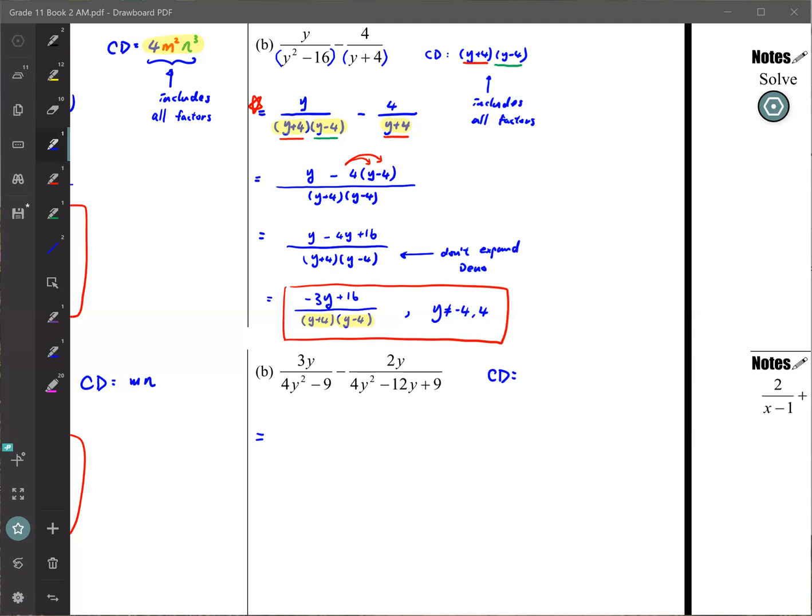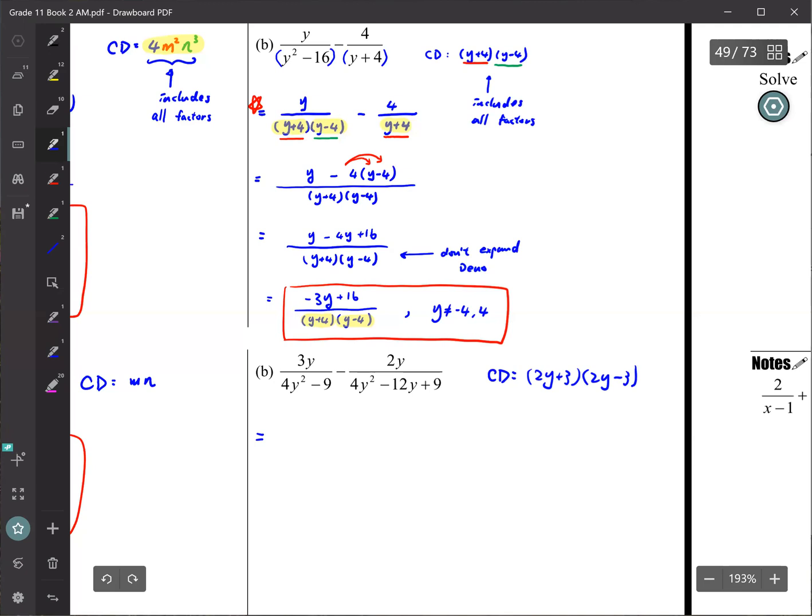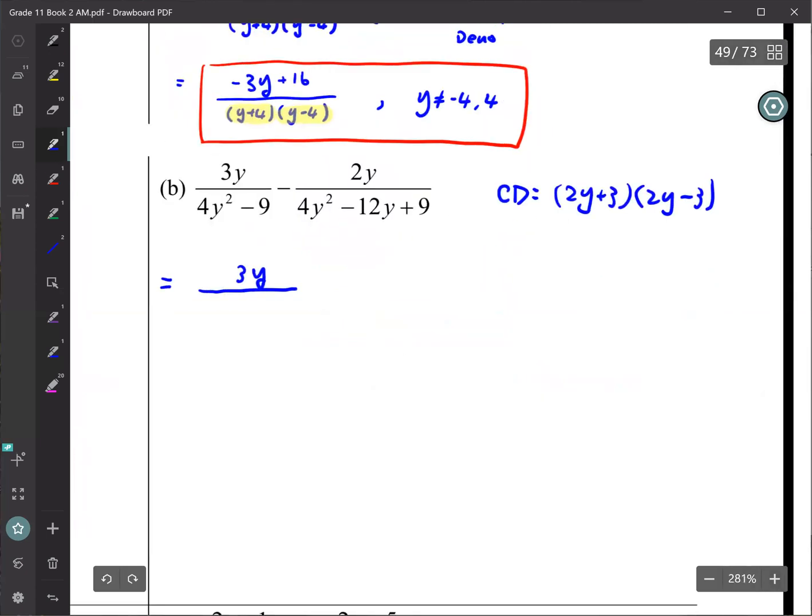Let's check. Okay, what's the common denominator, Colin? What do you have? 2y plus 3, 2y minus 3. Okay, let's check the factor part. First one, I will do that for you guys, right? That's a difference of squares. 2y plus 3, 2y minus 3.